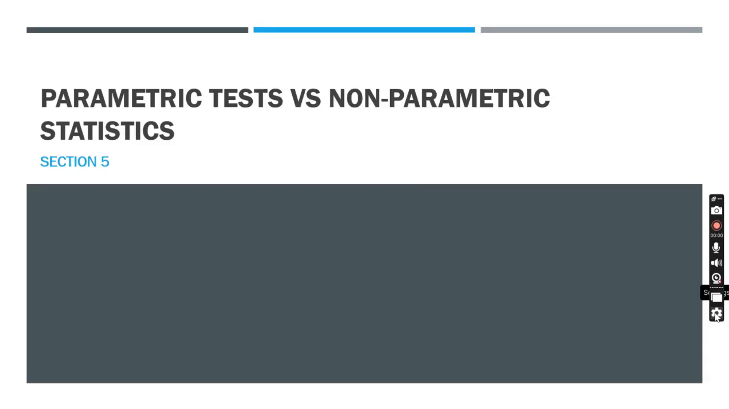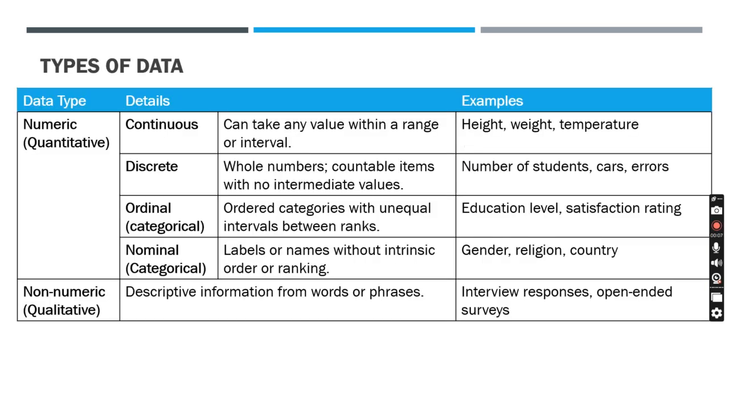What we are going to discuss here is the difference between parametric and non-parametric statistics. Before we jump to parametric and non-parametric, we have to understand the types of data. We have two main types of data.